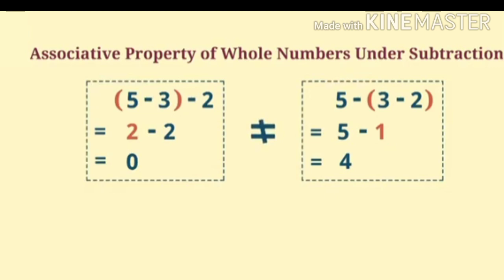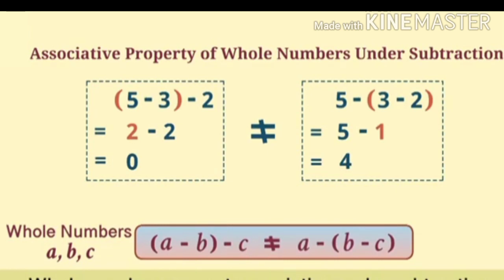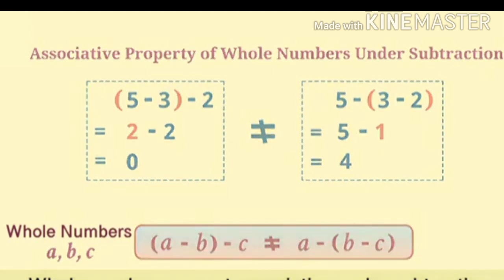Note, subtracting any 3 whole numbers a, b, c by making different groups results in different results. This means (a minus b) minus c and a minus (b minus c) are not equal. That is why whole numbers are not associative under subtraction. Now let's talk about multiplication.